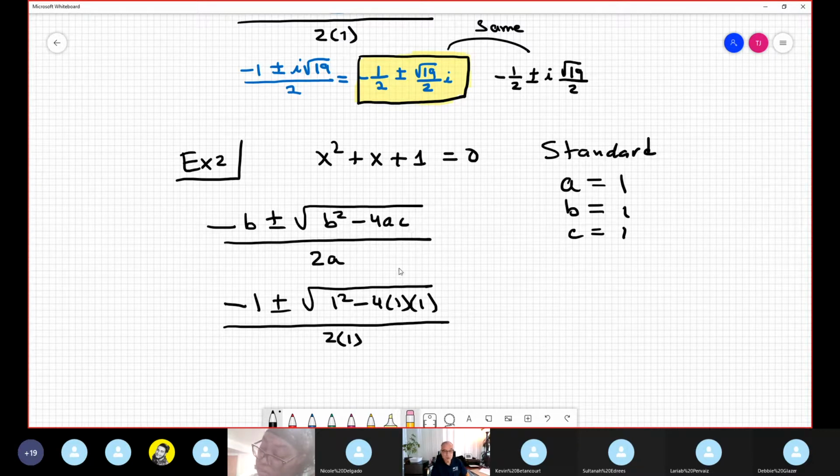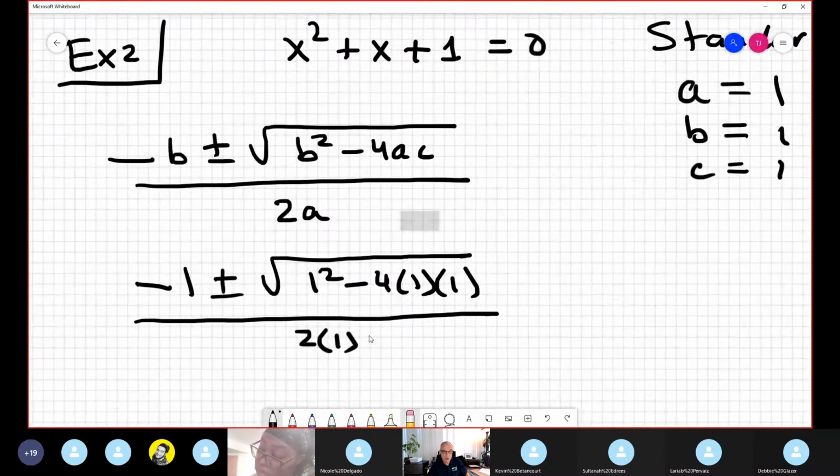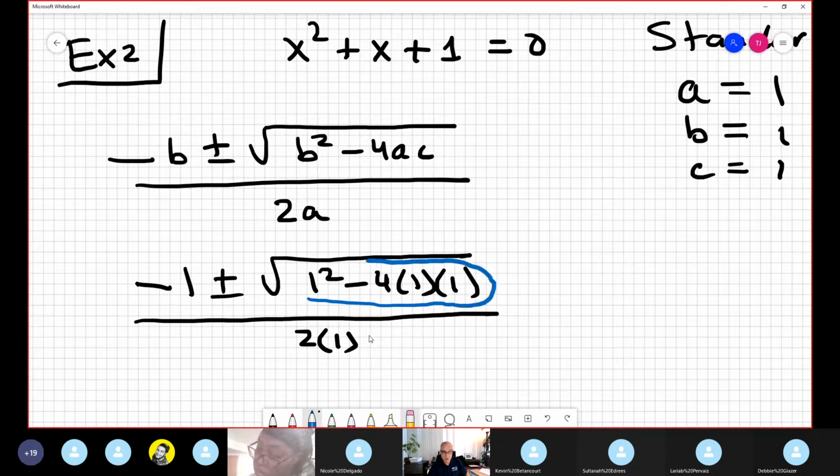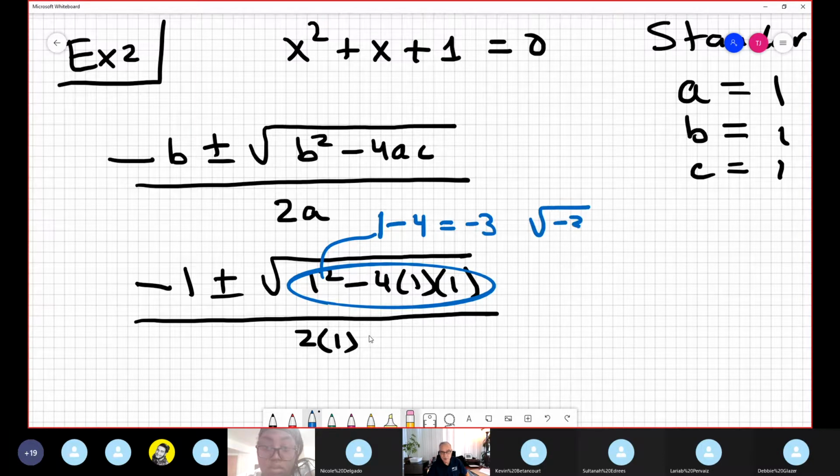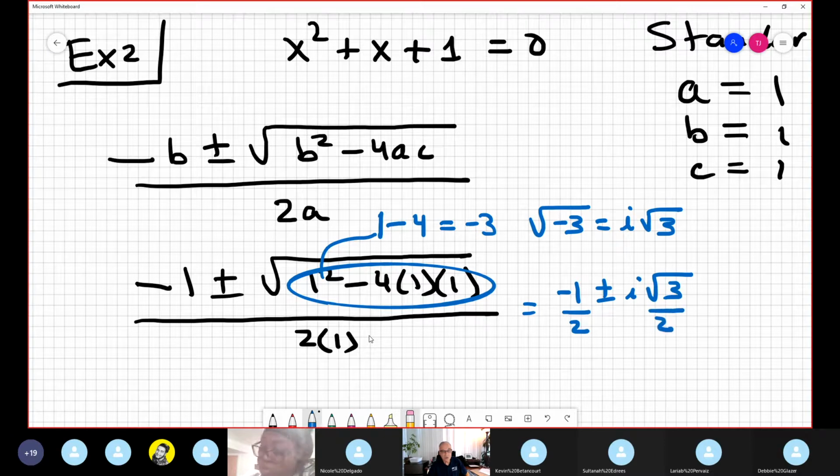Okay, I want to focus on the expression inside the radical. According to the order of operations it has high priority. 1 squared is 1, minus 4 times 1 times 1 is 4. The subtraction is minus 3. And the square root of minus 3 is i radical 3. So my solution so far is negative 1 plus or minus i radical 3 divided by 2, because 2 times 1 is 2. And this could be one elegant way to express the final answer.